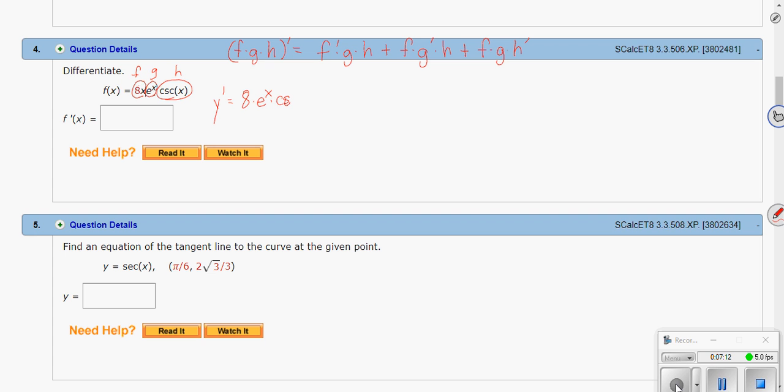Sorry, I got sloppy there. Cosecant X. Plus F is 8X. G prime is still e to the X times cosecant X. Plus F is 8X. G is e to the X. H prime, the derivative of cosecant, is negative cosecant cotangent.